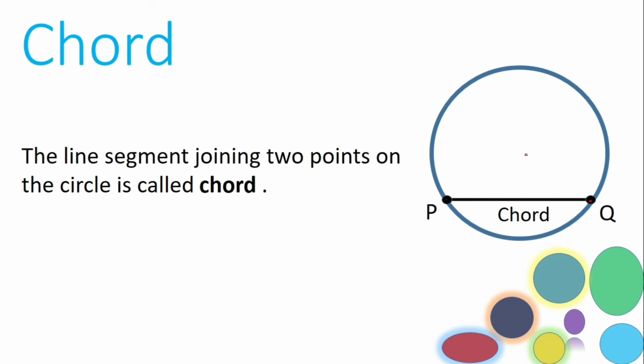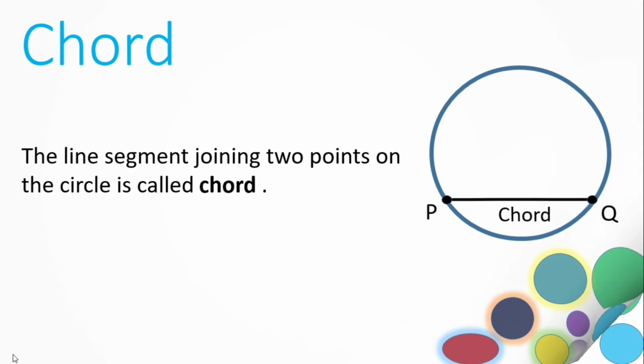Now my question to all the students is, can I say the radius is a chord? Can I say the radius of a circle is a chord? Yes or no? The answer is no, because the endpoints of the line segment do not both lie on the circle. So the radius is not a chord.